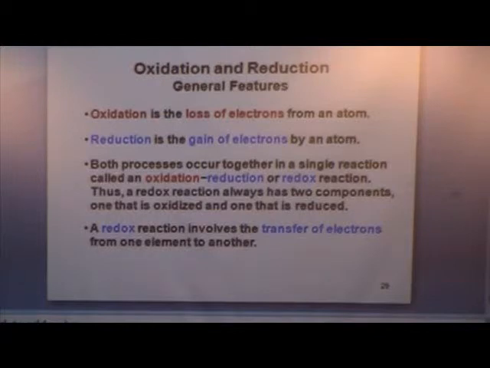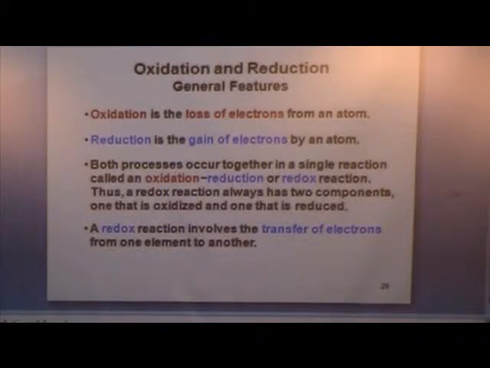the loss of electrons from an atom. If a substance loses electrons in the process of reaction, it is said to be oxidized. Reduction is the opposite. It's a gaining of electrons by an atom. So whenever there is a chemical reaction, there is oxidation and there is also reduction. It's a simultaneous process. This can happen at the same time.